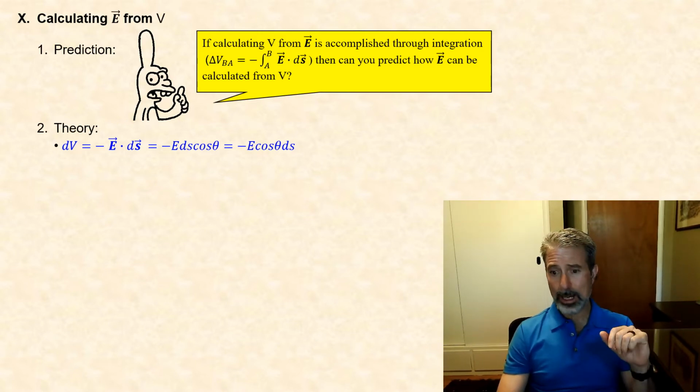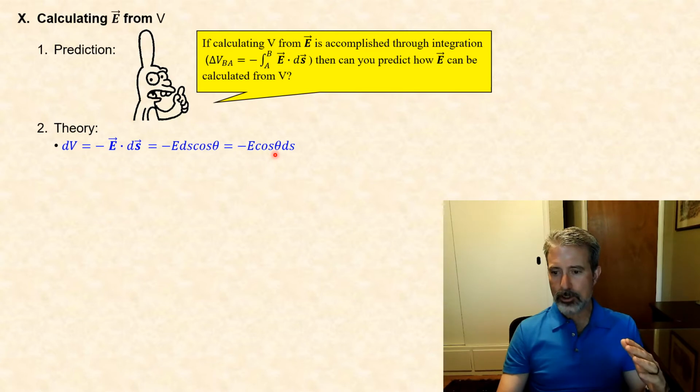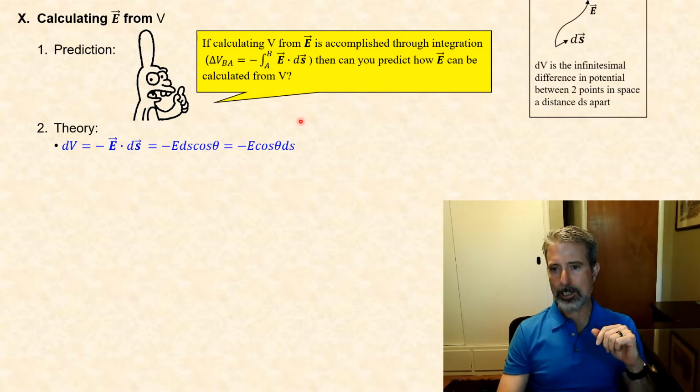When you multiply expressions, it doesn't matter what order you multiply them together in. So minus E ds cosine theta we can write as minus E cosine theta ds. And the reason we would do that is, remember what this is in our dot product. E cosine theta is really the projection of the vector E onto our second vector ds. So it is really the component of the electric field in the direction of the displacement. That's simply the definition of the dot product here.